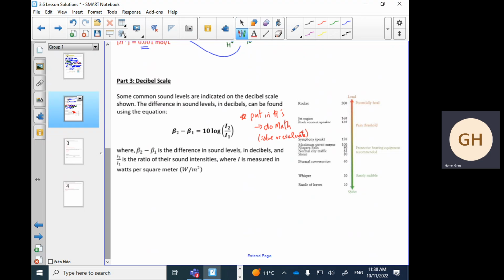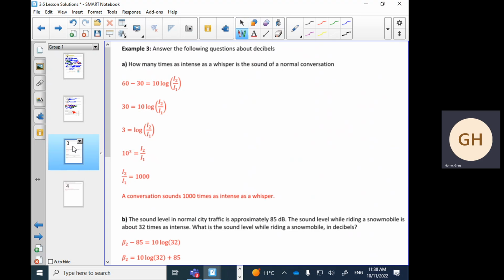It doesn't have to be stressful. You don't have to memorize the equation. You just need to use it. So this question says "how many times as intense," right? So let's point out what we have here as given information first.